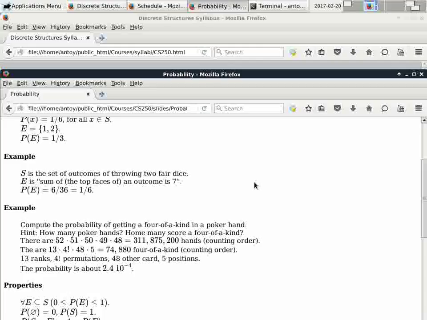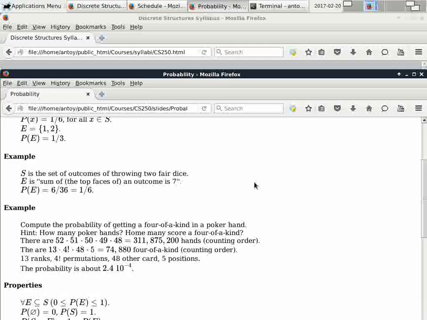The 4 suits are club, diamonds, hearts, spade, and the ranks are 2, 3, 4, 5, up to 10, and then you have jack, queen, king, and ace. 13. And so you can pick the first card in 52 possible ways, right? The second in 51, and then 50, and then 49, and then 48. Right? These are the permutations of 5 cards out of 52.